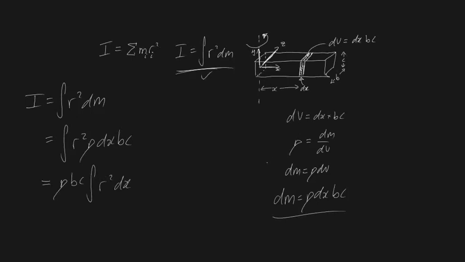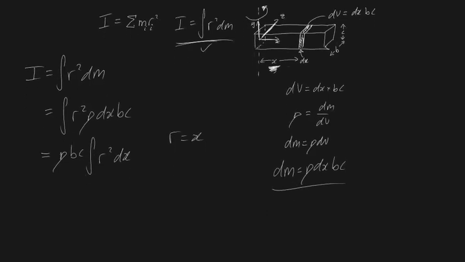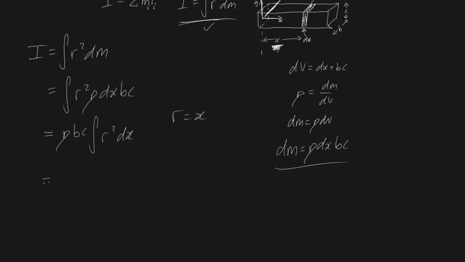Well, what's r? Recall back to the video I did on moments of inertia. R is your distance from your axis of rotation towards your element of mass dm, which was x. Remember, the x is our distance from our axis of rotation towards our element, right? That's what I mentioned earlier. So that means r is just equal to x. R is our distance from our axis of rotation to our element of mass dm. So we can now write that our moment of inertia is just going to equal rho bc times the integral of x squared dx, right?